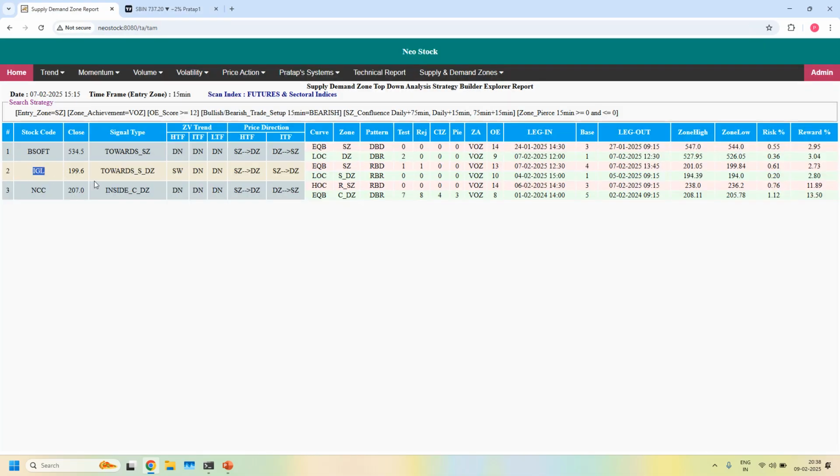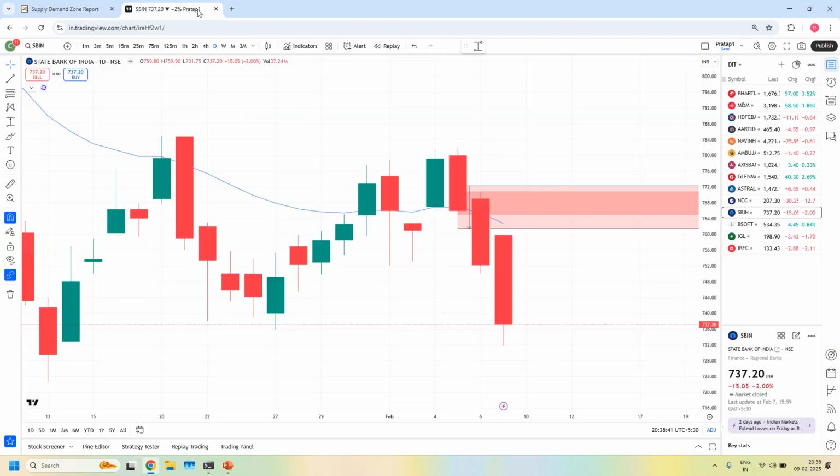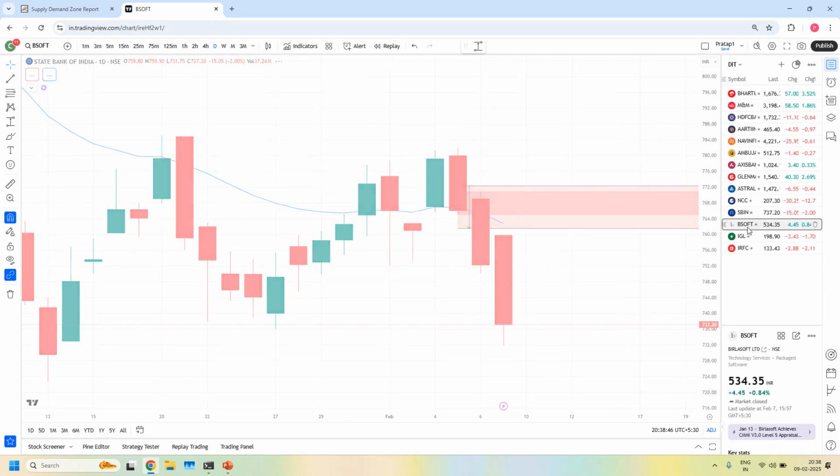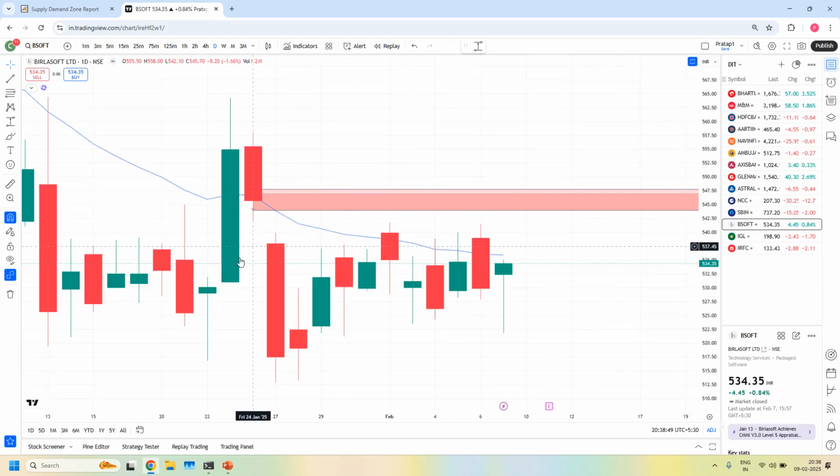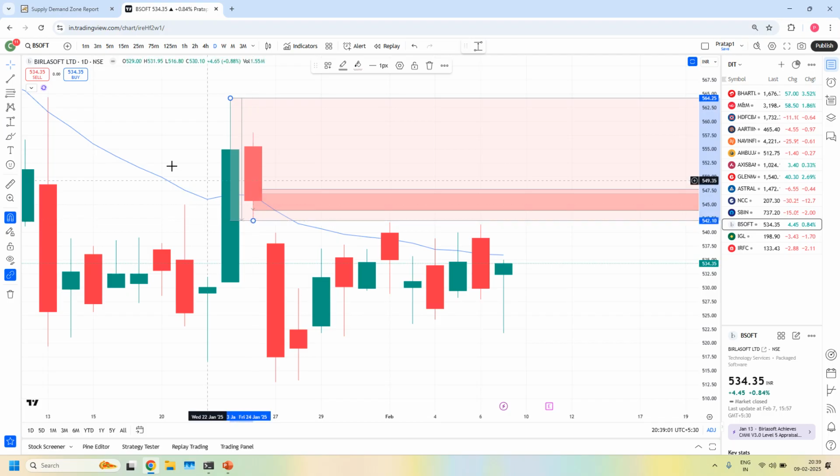Next one is IGL. Sorry, Birla Soft. Let me open Birla Soft, where is it? Here. The Birla Soft. See here we have a rally, we have a base candle, we have a drop candle with hidden body. And it is a rally candle from the higher wick of the leg in until the base candle. We have drawn the zone. See, this is the daily zone. This daily zone has a 75-minute zone, and the 75-minute zone has this 15-minute zone confluence.